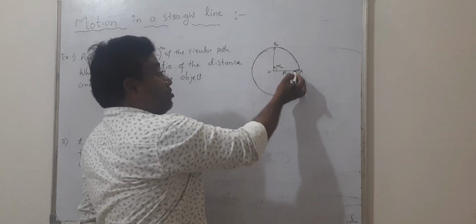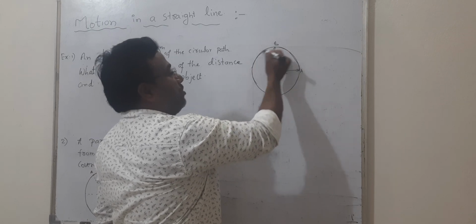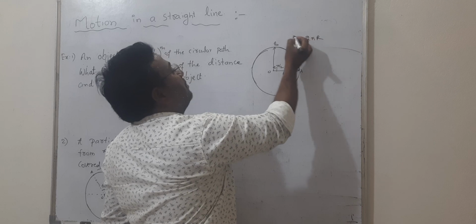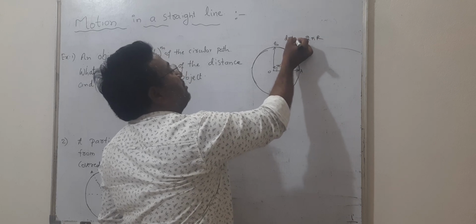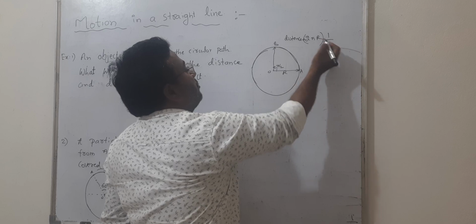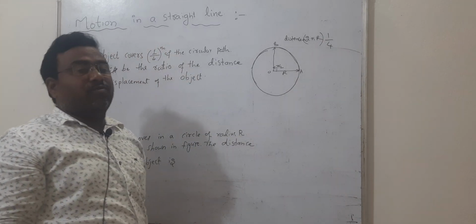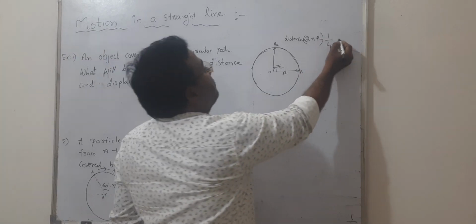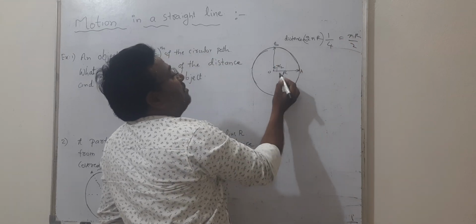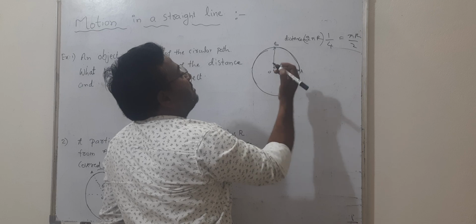If it covers the total circular path, then its distance would be 2 pi r, but here it is only traveling 1/4. So the distance is 1/4 of 2 pi r. So how much is it? Distance is pi r by 2, because from here to here this is pi by 2 and the radius is r.